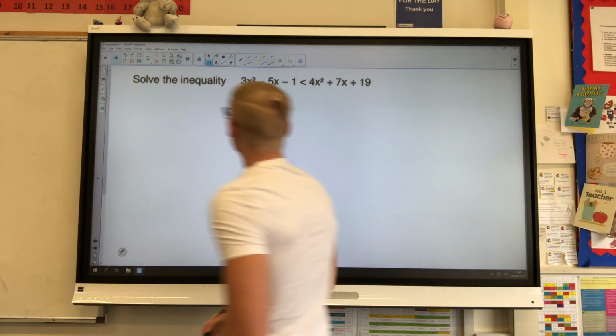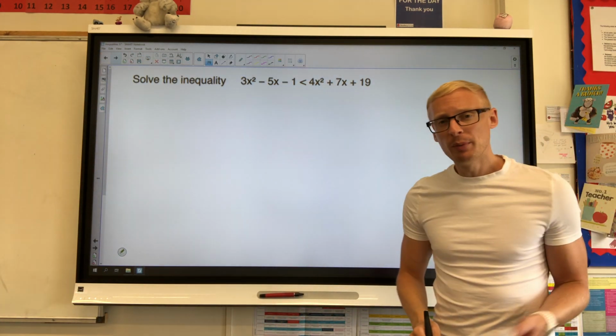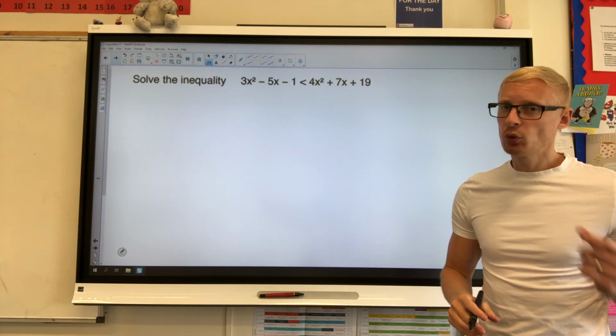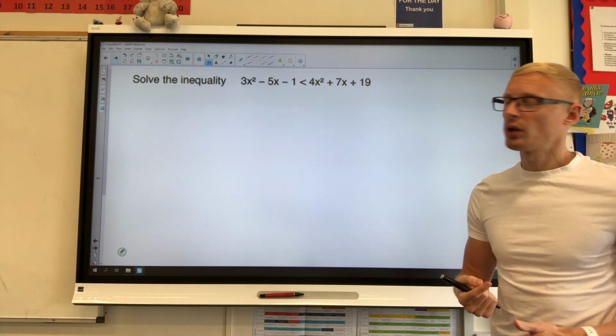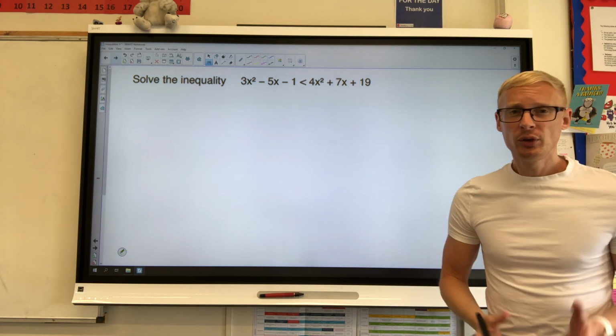Okay, example 3. Similar, but we've just got a bit more work to do this time to get everything onto one side initially. Okay, that's always our aim with these questions. Get everything onto one side initially, and then I can factorise and solve. So I need to make a decision about which side I'm going to move things onto.